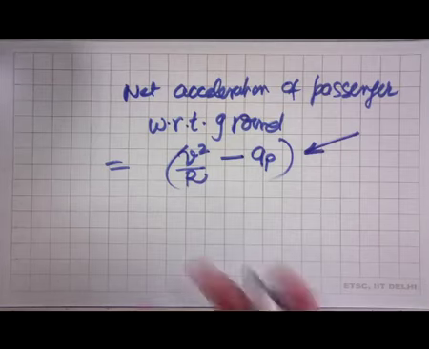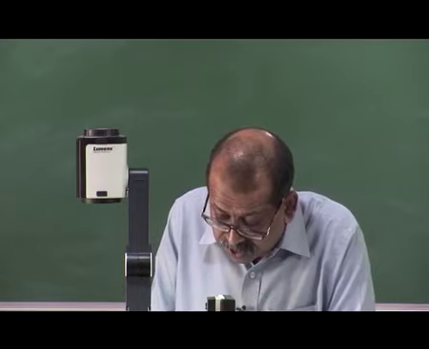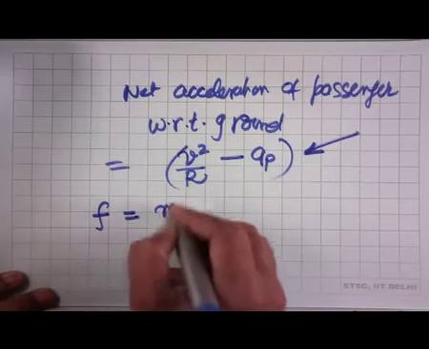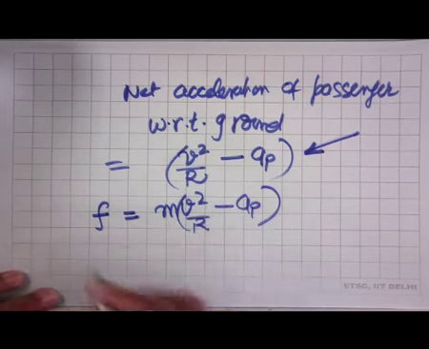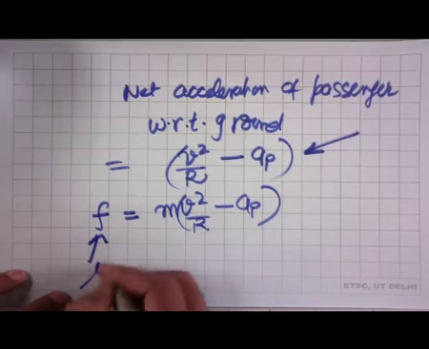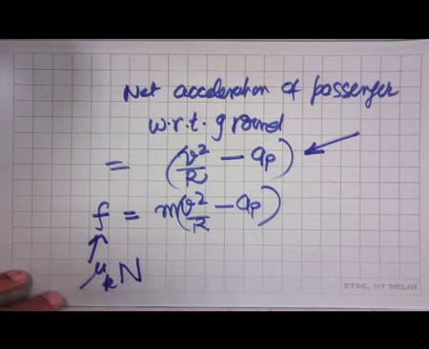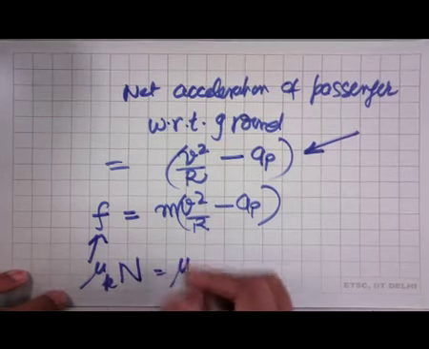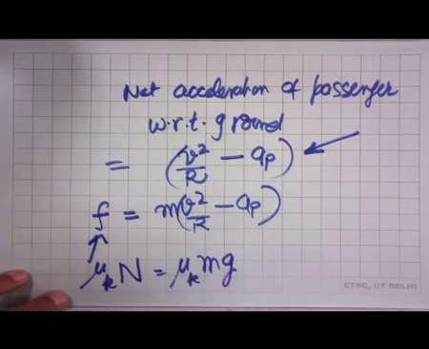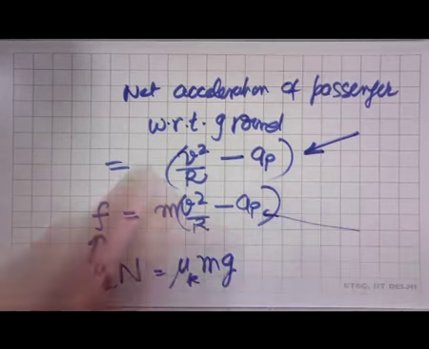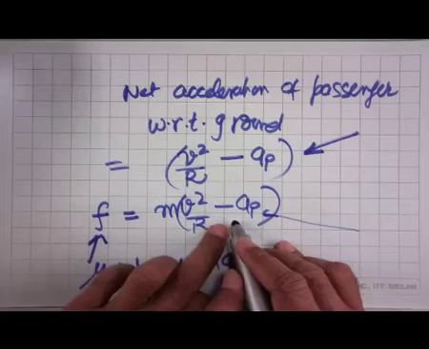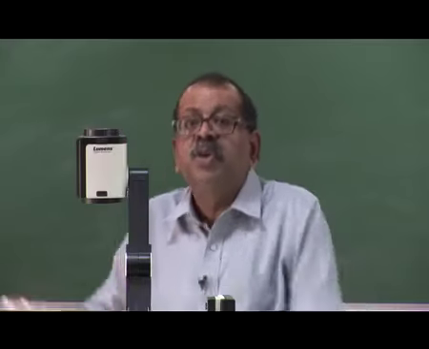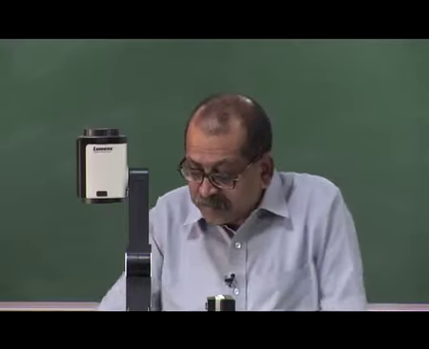And now when we apply Newton's law, what we get is friction force is equal to m times (v square upon r minus AP), and this friction force will be equal to mu k times N, which will be equal to mu k times mg. And if other things are known, the acceleration of the passenger with respect to the car can be worked out. The minus sign tells us that the passenger will be thrown outwards, and so this is how we will work out a problem like this.